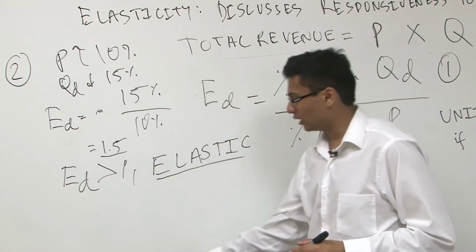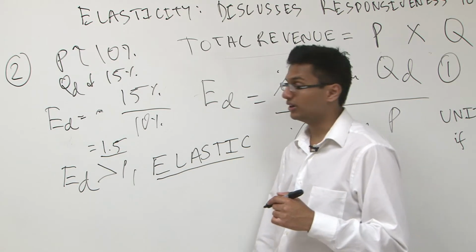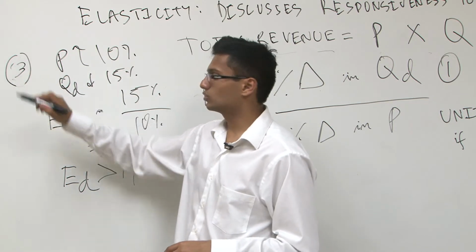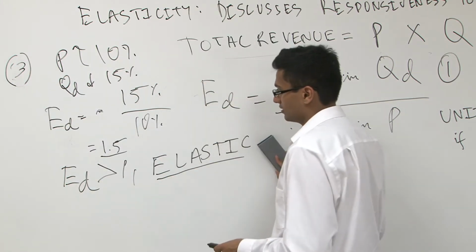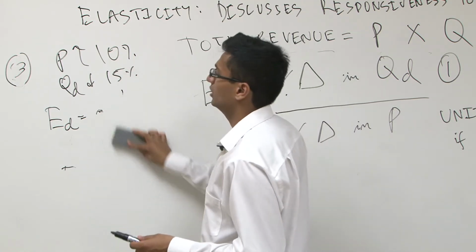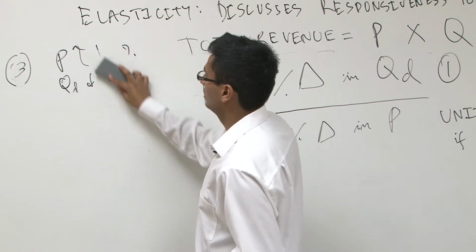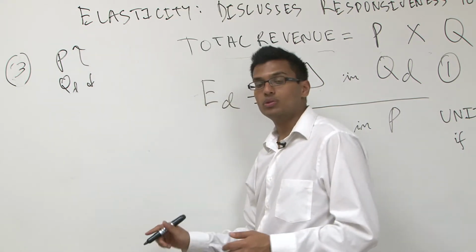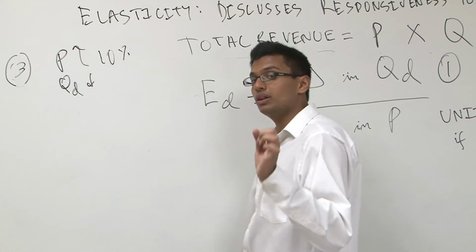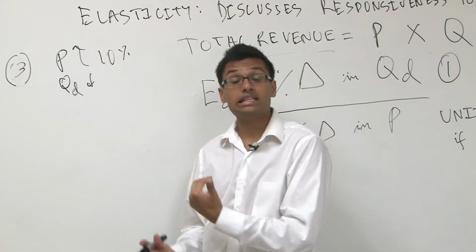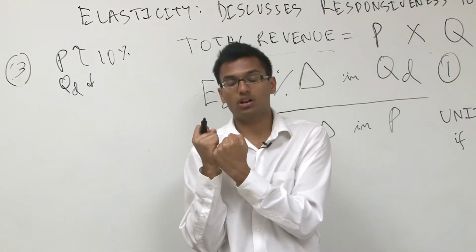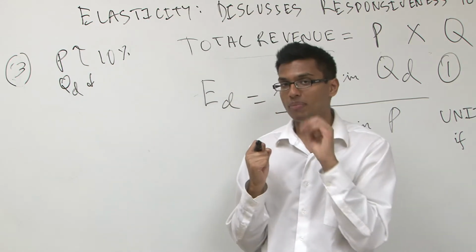So let's go ahead and change it to number 3. I'm going to go ahead and erase all of this. We just talked about unit elastic. We talked about elastic. Now we're going to talk about inelastic, all right? So we said that our price went up by 10% in all examples. Quantity demanded in our third scenario was a decrease of less than the change in percentage. So our price went up by 10%. Quantity demanded in our third case dropped by only 5%.